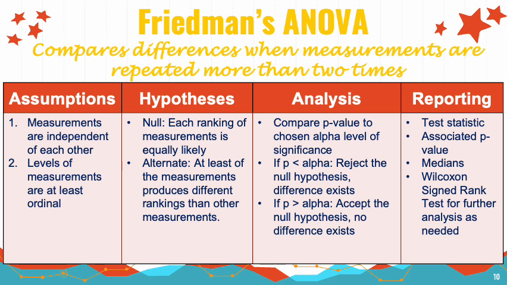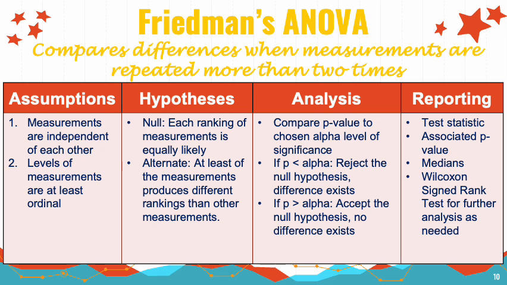There are 2 assumptions for the Friedman's ANOVA that you must check before running this test. First, the measures are independent of each other, and second, the level of measurement is at least ordinal. I want to clarify what I mean by the measures are independent of each other. What this means is that the measurements across groups or across patients are independent. Measurements for a single patient will not be independent of each other since they are measurements on the same patient, either over time or with different instruments.